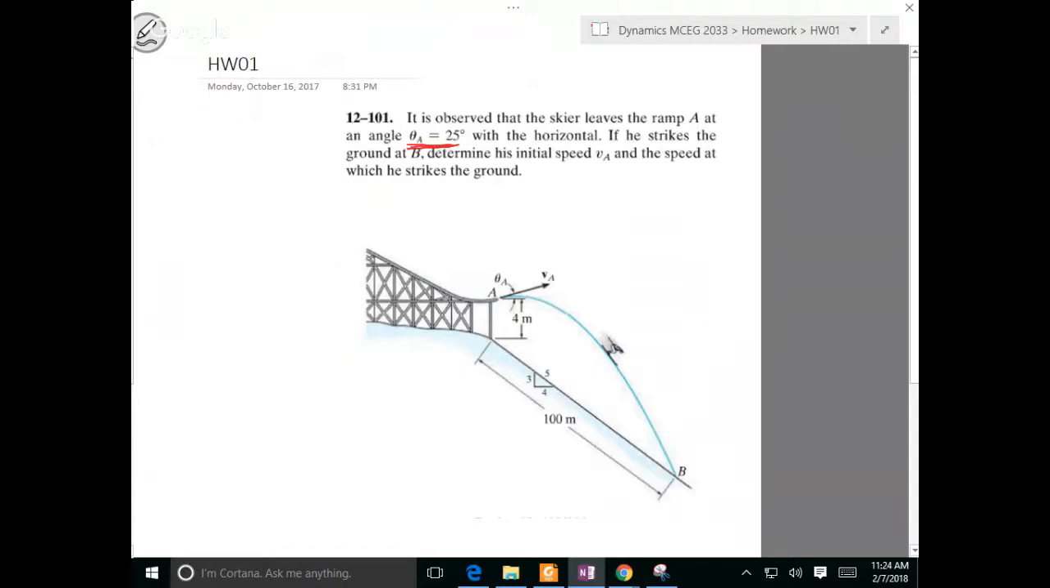If he strikes the ground at B, of course he does, and the initial speed. Okay, what is the speed? Determine the initial speed, which is that, and the speed at which he strikes the ground. Okay, so this is the parabolic motion. And you could put your coordinate system anywhere you wanted to. You could put it right here. If you put it right here, you have one advantage.